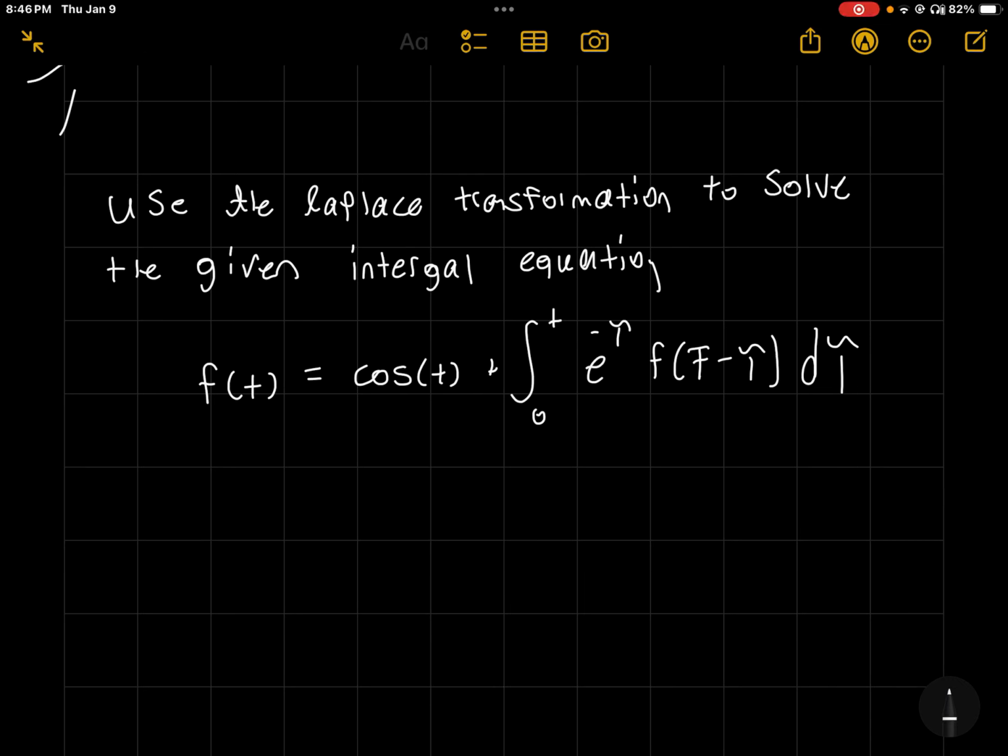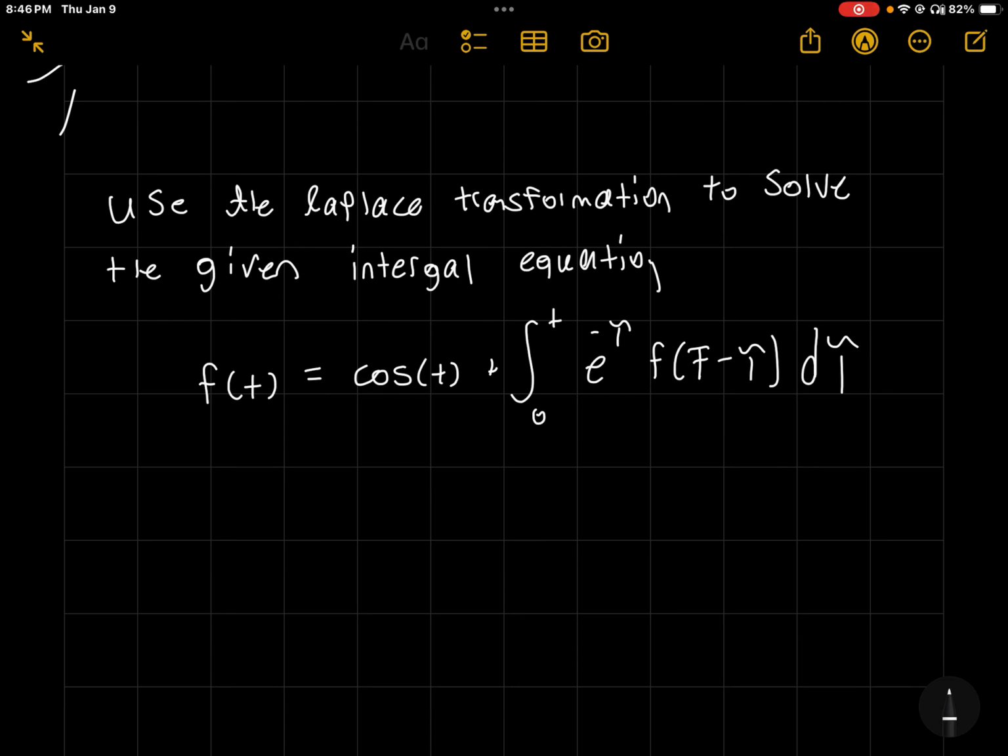Good afternoon. We're given the problem: use the Laplace transformation to solve the given integral equation, where the equation is set as f of t is equal to cosine of t plus the integral from 0 to t of e to the negative tau times f of t minus tau d tau.